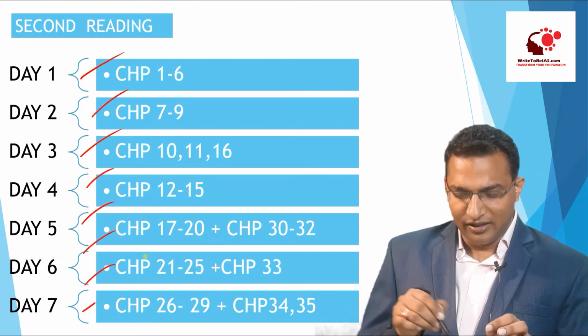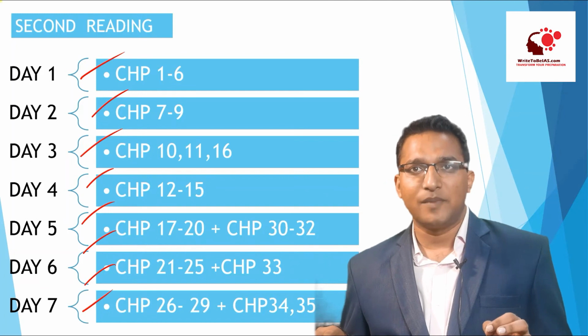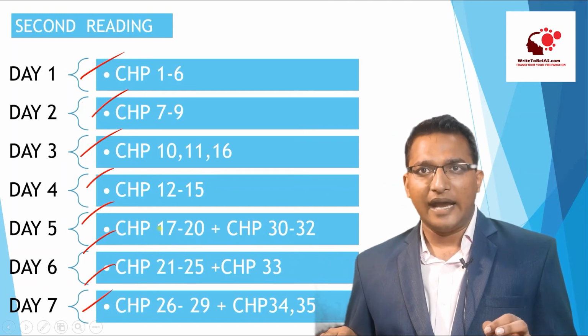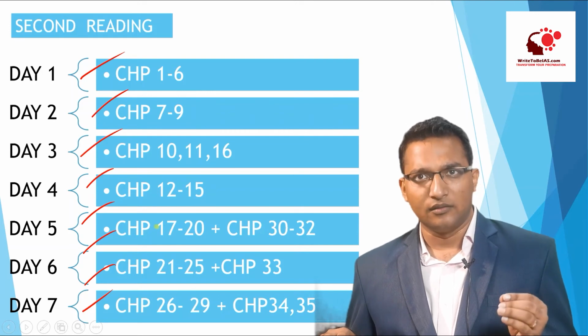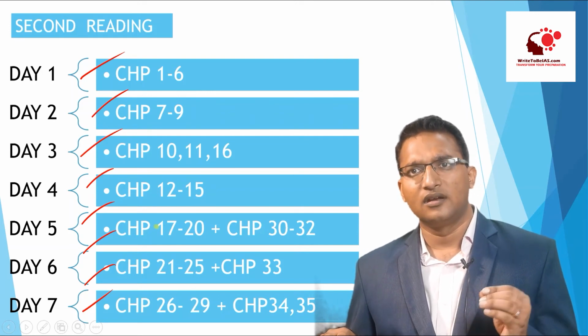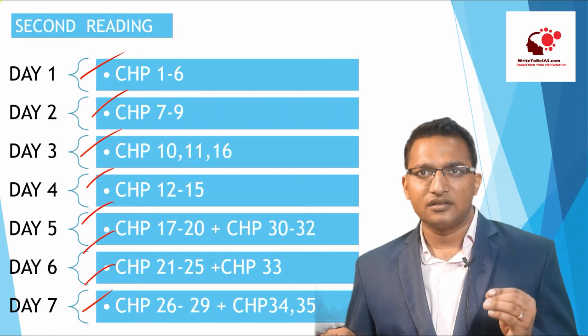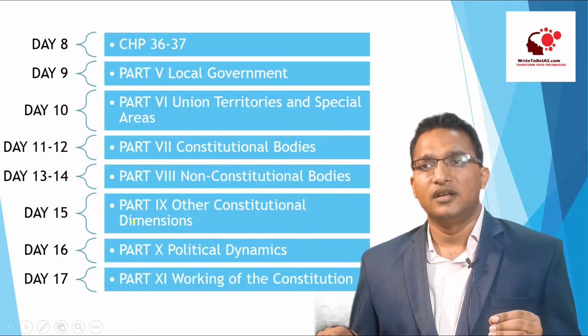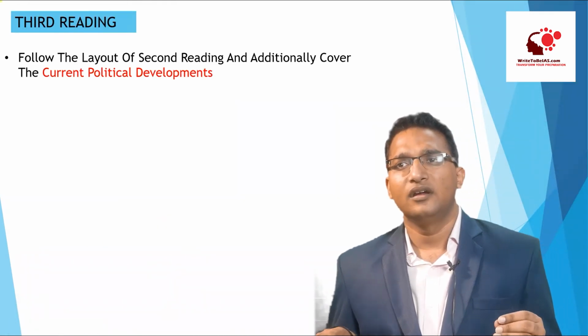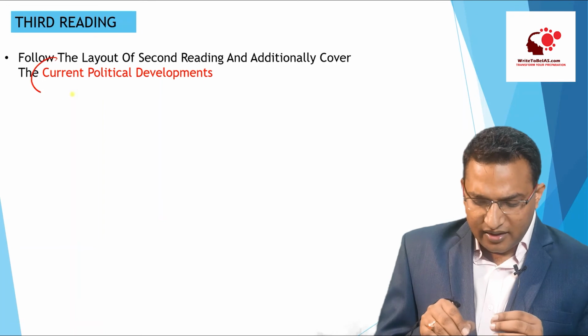So what I will do, I will paste the PDF of this particular PPT at the end of this lecture, below this lecture, so that you can save it for your reference and you can make a list and accordingly you can go through. Similarly, these are the chapters which you need to go through. In the third reading, you should try to interlink with the current developments, right?